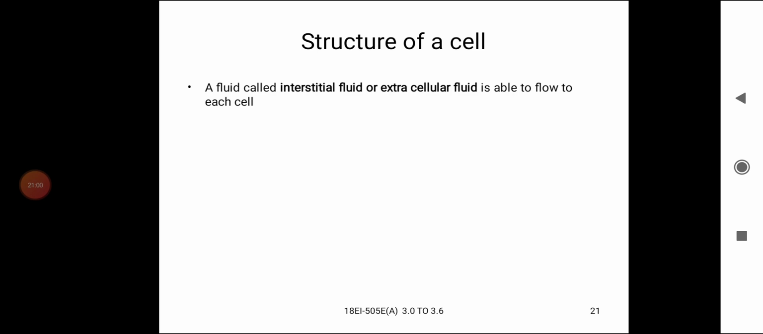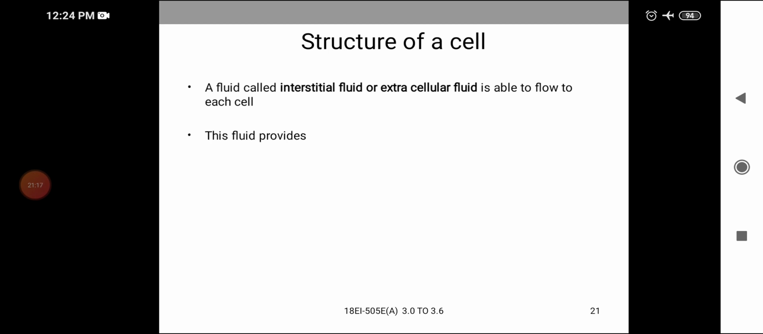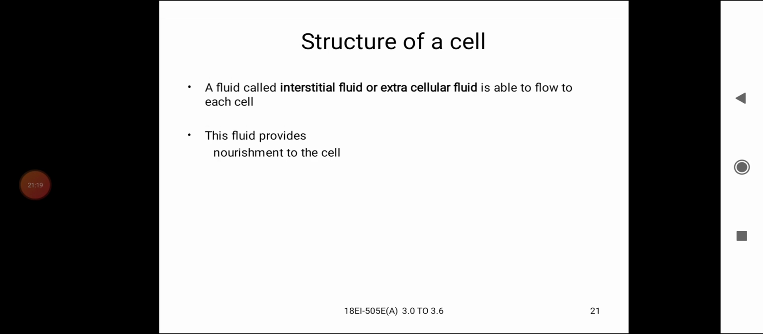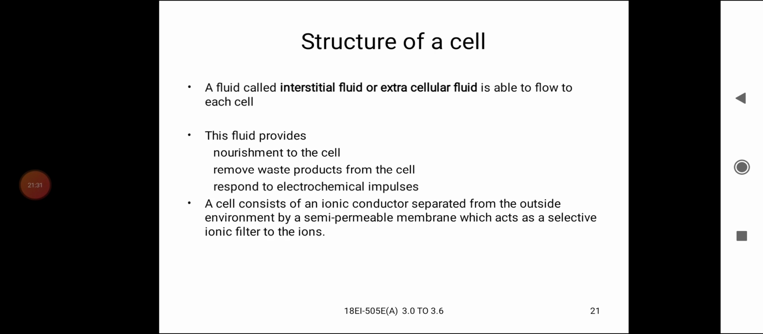Structure of cell. A fluid called interstitial fluid or extracellular fluid is able to flow to each cell. The fluid provides nourishment to the cell, removes waste products from the cell, and responds to electrochemical impulses.